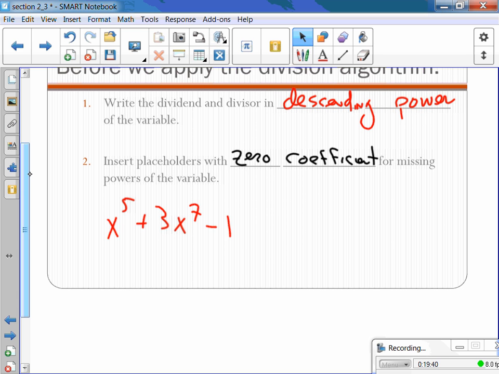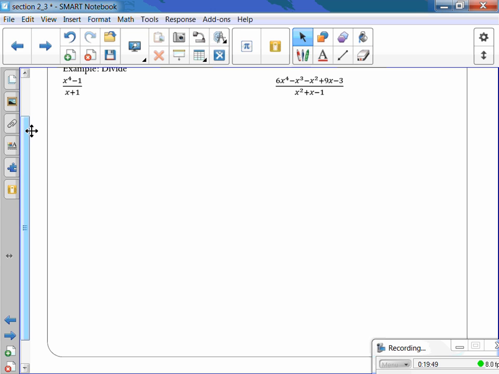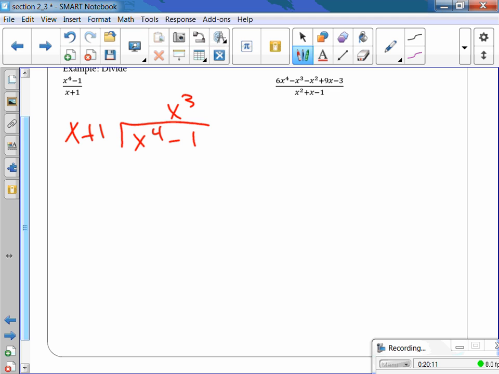Absolutely. Just as Jordan said, because let's say we had something like this. Let's say we're going to divide x to the 4th minus 1 by x plus 1, and we did not put in those placeholders. So we just did this. What do I multiply x by to get to x to the 4th? x to the third. So x to the third times all of my x plus 1 gives me what? x to the fourth plus x to the third.